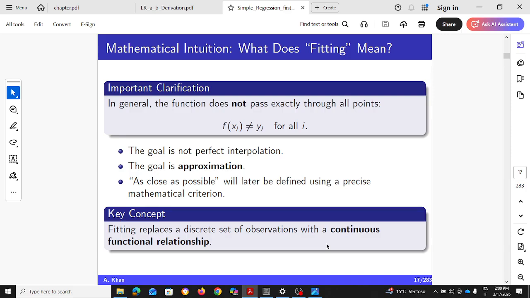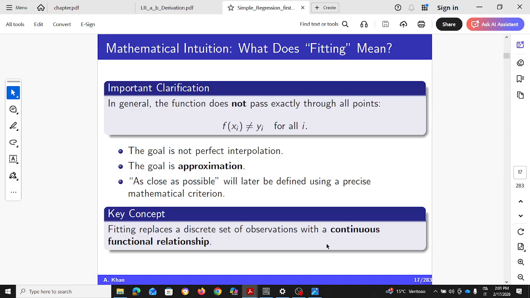So, the goal is not a perfect interpolation where we pass through each point. Otherwise, it would be a perfect world. But the goal is to approximate. Because our goal is what? To summarize our data. So for summarization, we need the best approximation, not a perfect interpolation. As close as possible. So we use these mathematical criteria for that.